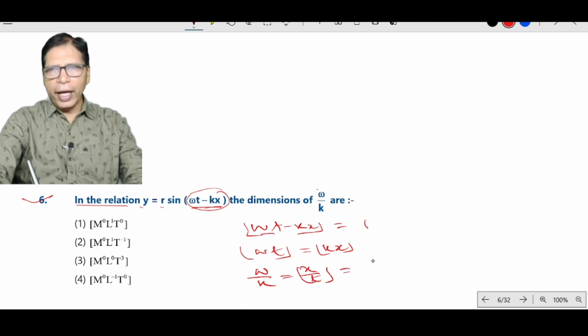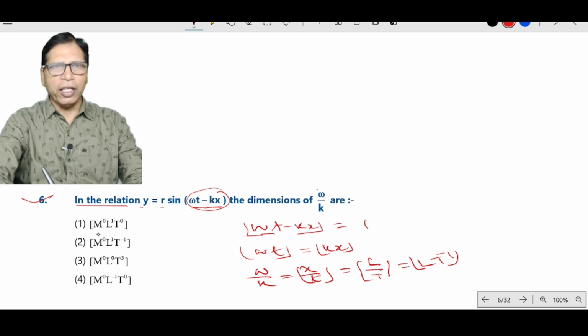No problem. x has dimension L and t has dimension T. So look at this, LT^-1 is the dimension of omega by k. Look at this, this option is not correct. This option is correct. Okay.